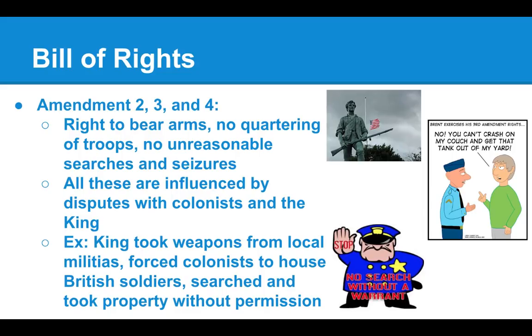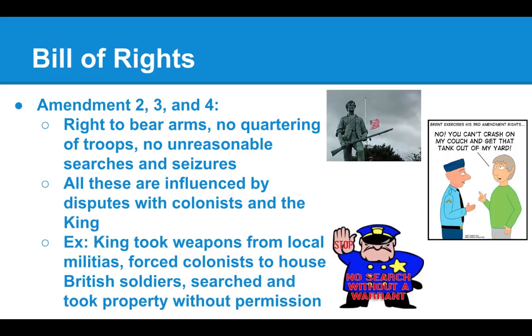And Amendment 4 is no unreasonable searches and seizures. So what that means is you can't just search someone's bag without a warrant. Just be aware that on school property, that doesn't apply to you, right? You're losing some of your freedoms by entering the school building. So just be aware you can be searched.